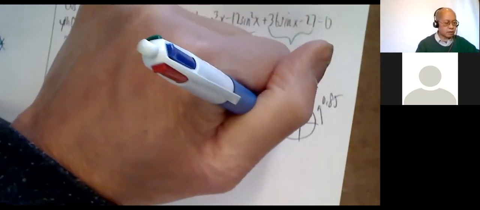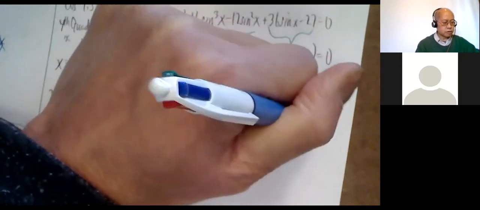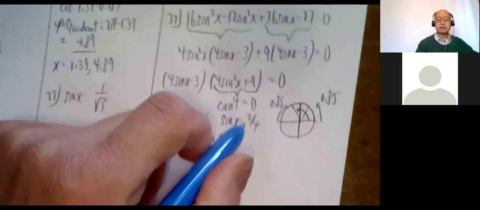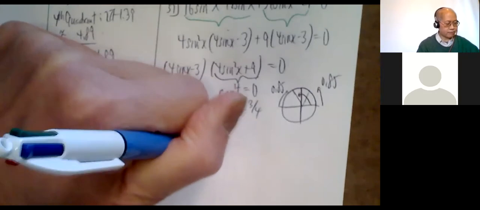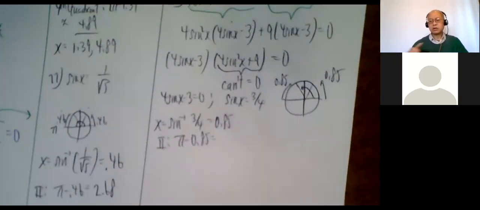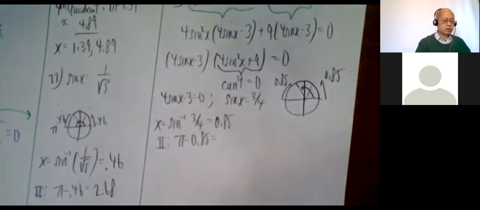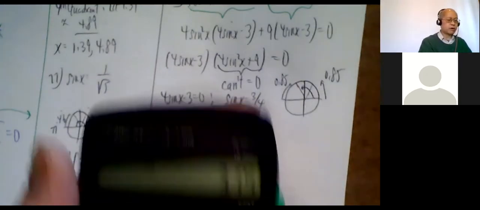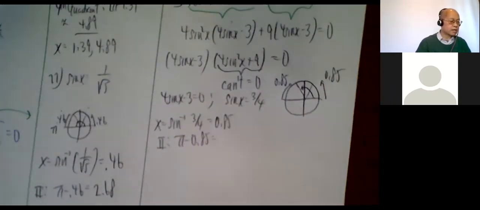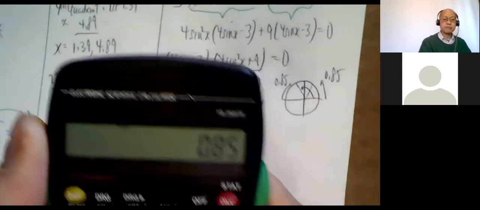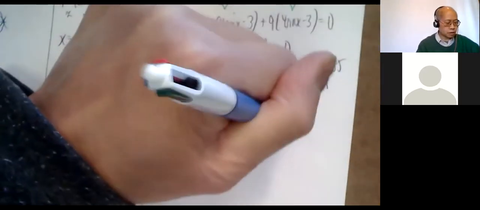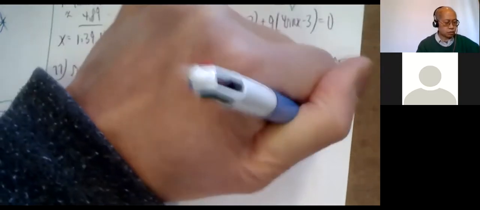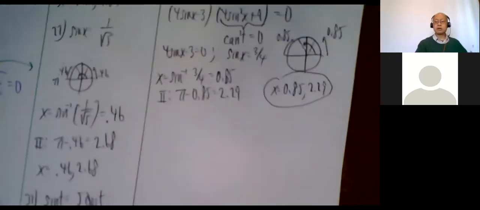Okay, how do I get the second quadrant angle? I know that's 0.85. So in standard position, it would be pi minus 0.85. So quadrant 2, pi minus 0.85. For those of you who don't have a pi button, just hit 3.14 minus, what was it, 0.85, 2.29. Okay, so my angles are 0.85 and 2.29. And there we go.